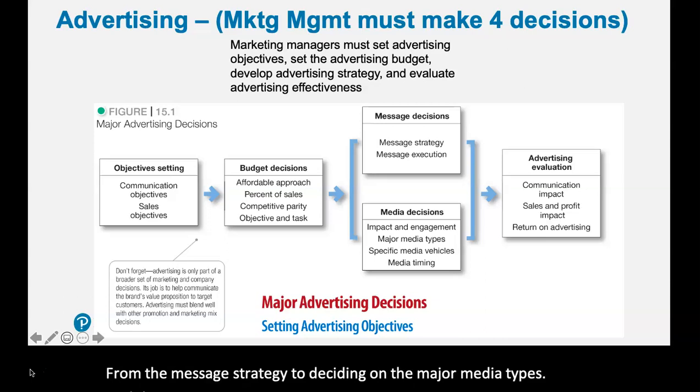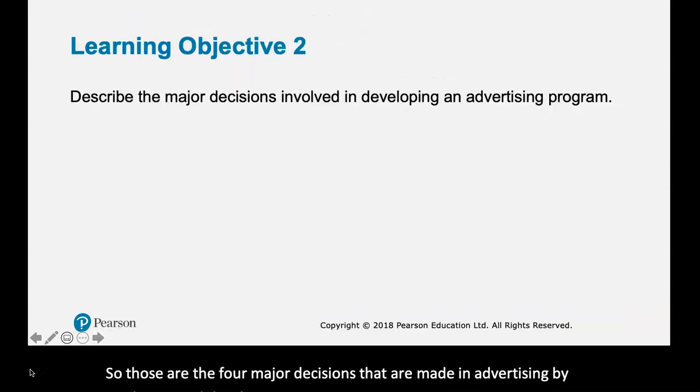And then they will actually evaluate the advertising, which is very critical because companies can waste a lot of money on ineffective advertising. I may have mentioned this before, but if I was advertising to your age group, 18 to 24, it would be a colossal waste of money to advertise through the newspaper, since you don't read the newspaper. But my advertising dollars would be more effective if I spent that money on social media advertising, because social media is something that you look at on a daily basis. So those are the four major decisions that are made in advertising by marketers, and the chapter discusses that as we go through.